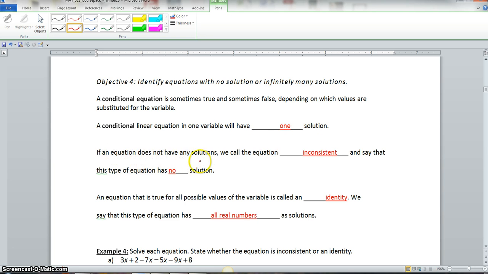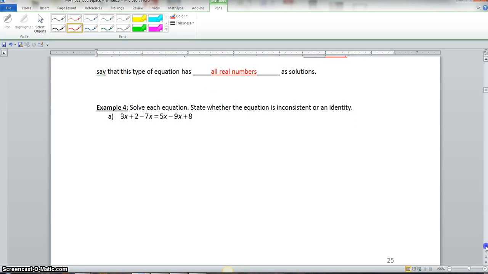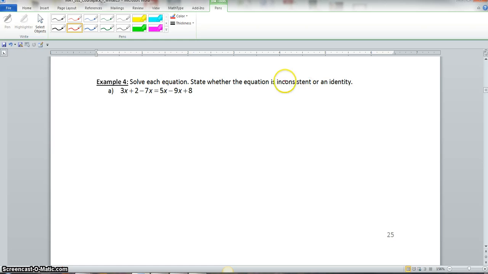If an equation does not have any solutions, we call the equation inconsistent and say that this type of equation has no solution. An equation that is true for all possible values of the variable is called an identity. We say that this type of equation has all real numbers as solutions. And now we go down to example 4. It says solve each equation. State whether the equation is inconsistent or an identity.